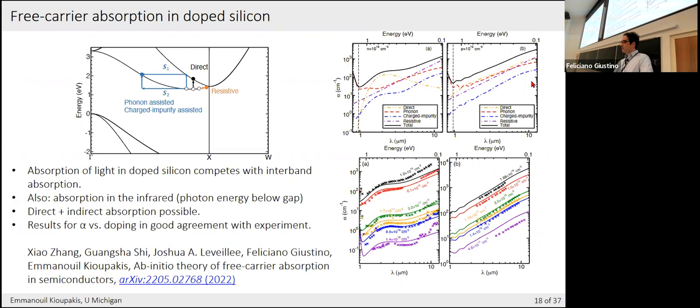We can apply the same thing for holes as well, except the transitions happen within the valence band. And what we see is, again, we have a direct contribution from the first band to the second one, like this. We also have phonons, charged impurities and resistive contributions. The trend is more monotonic here, but as you see, all the terms have similar magnitude. So we have to account for all of them on a similar footing.